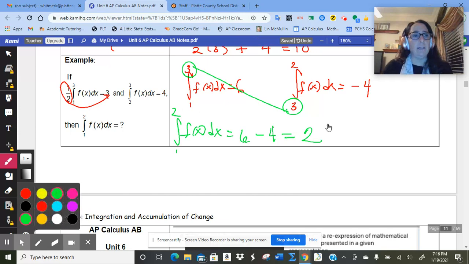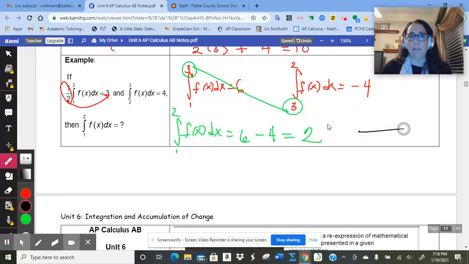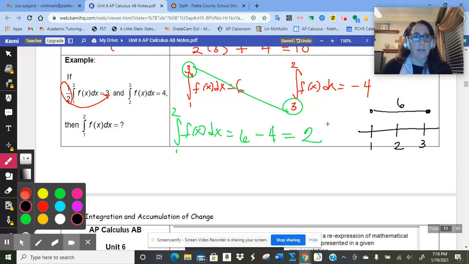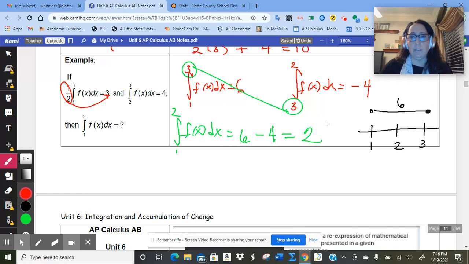Now, another way that kiddos like to do this is they like to think on a number line. So I can see I have bounds of 1, I have a 2, and I have a 3. And so now I know that from 1 to 3, that's a total of 6. And then I know from 2 to 3, that's a total of 4. And then they asked, what is it from 1 to 2? So this we can clearly see a 6 minus 4 to be left with 2.